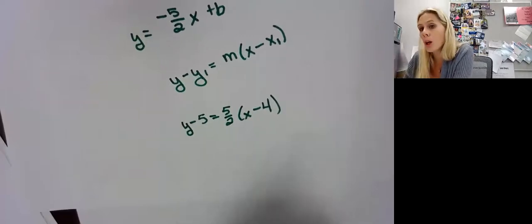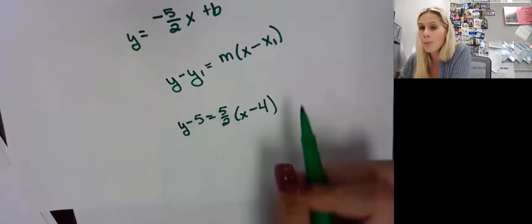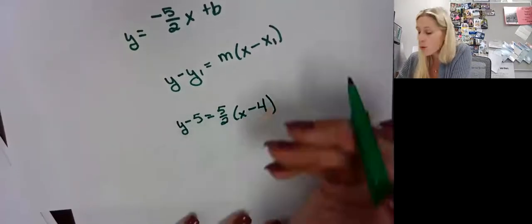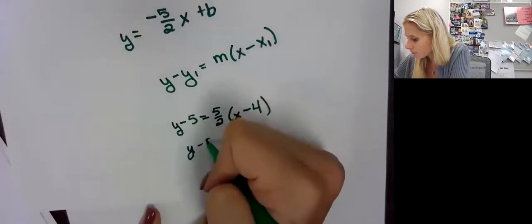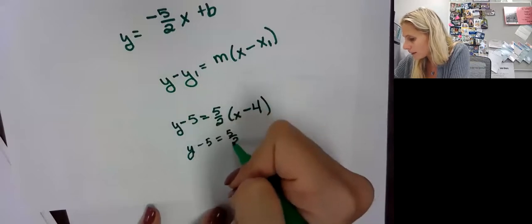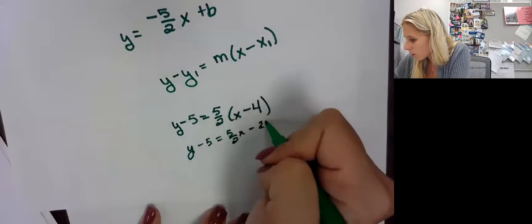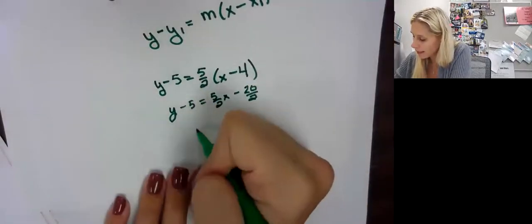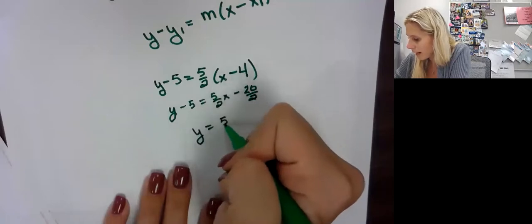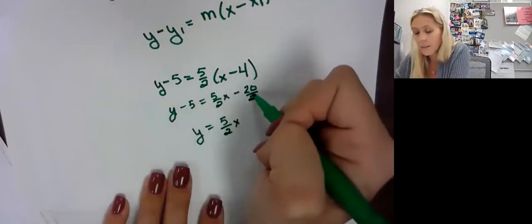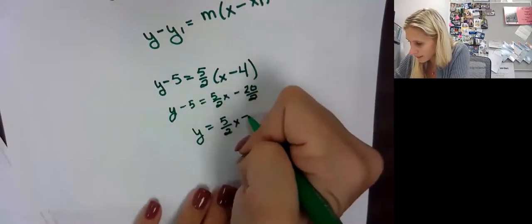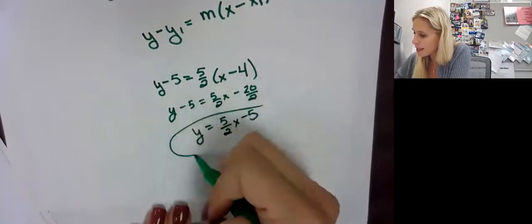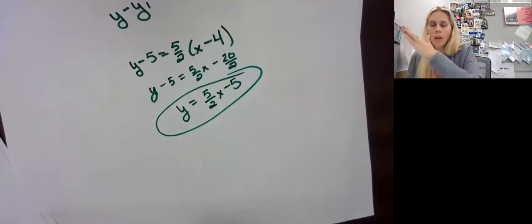Now, depending on your homework or on a quiz or a test what this looks like, you might have to rearrange it to y equals. To do that, distribute first. So I get 5/2 x minus 20/2. We know that value is -10. And then we add 5 to both sides, we get 5/2 x, -10 plus 5 is -5. So this is the positive slope of that asymptote. That's the equation for that asymptote that goes in the positive direction.